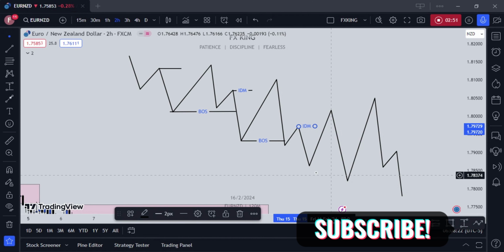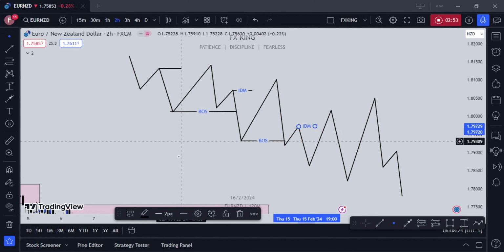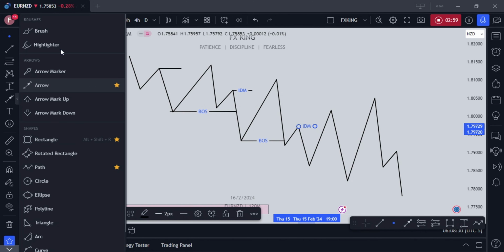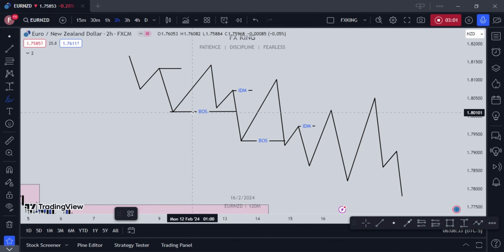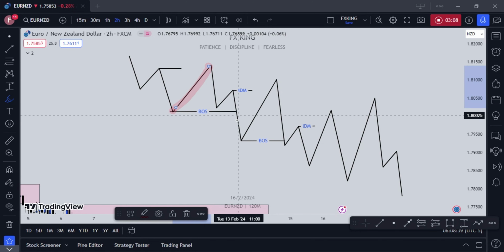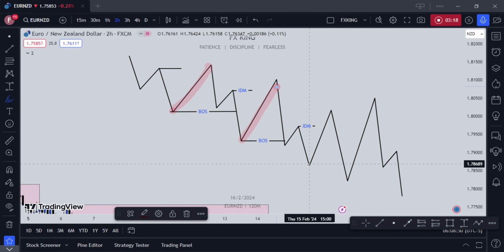Now, where is our internal structure in this case, right? Let me show you this zone here. This is our internal structure. Here we have this internal structure. We also have internal structure on this leg, but we'll be concentrating on this one.